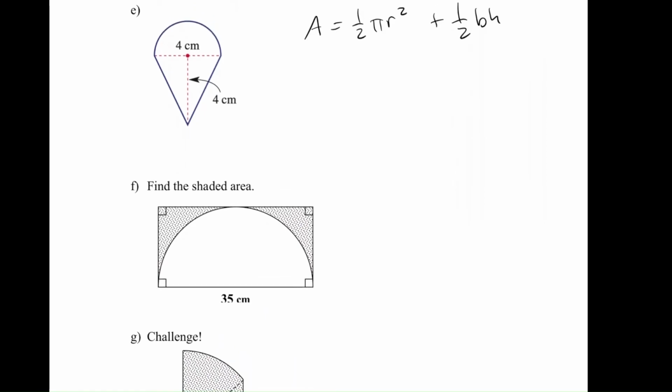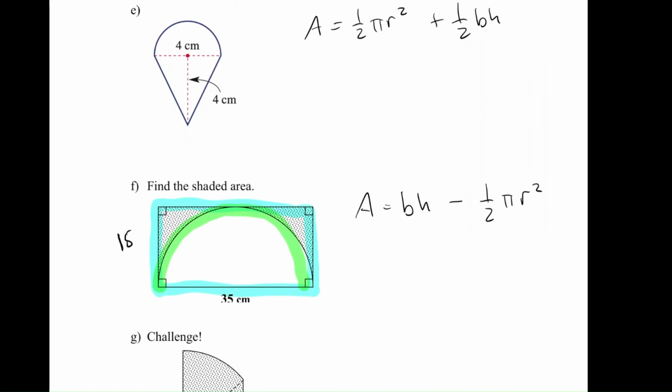This one here is possibly a bit more complicated. You've got the entire rectangle, and then you're going to subtract this half of a circle. So your formula here will look like the rectangle minus half of the semicircle. And I just realized you guys actually don't have a measurement here that you need. So let's make this 15 centimeters.